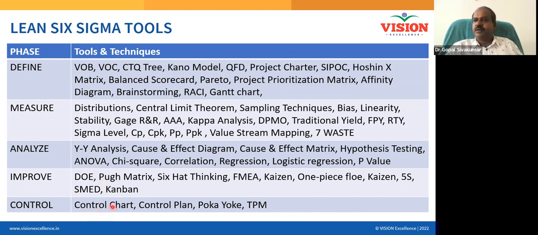In control phase, the important tool is control chart. In the improve phase, the important tool is DOE. In analyze phase, the important tool is hypothesis testing. In measure phase, the important tools are gauge R&R, sigma level, CP, CPK, PP, PPK. In define phase, the important tool is project charter. Where is project charter? It's here. Project charter and SIPOC. So you must be very familiar with all these tools.